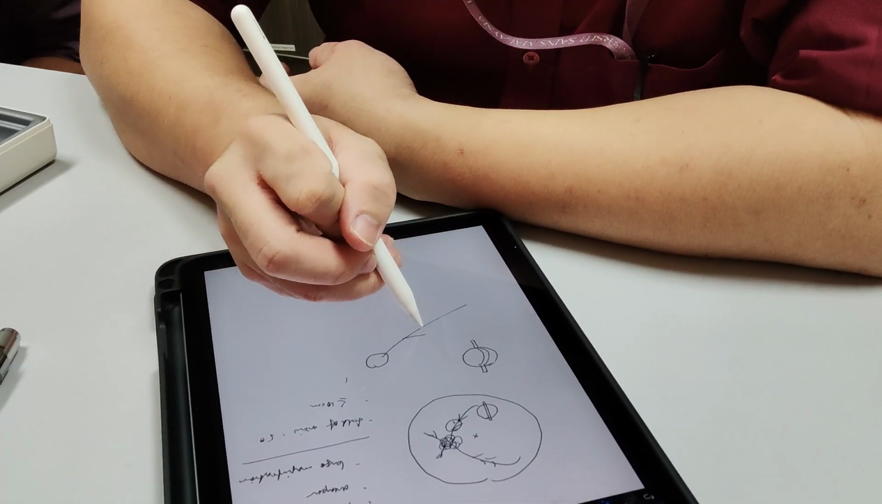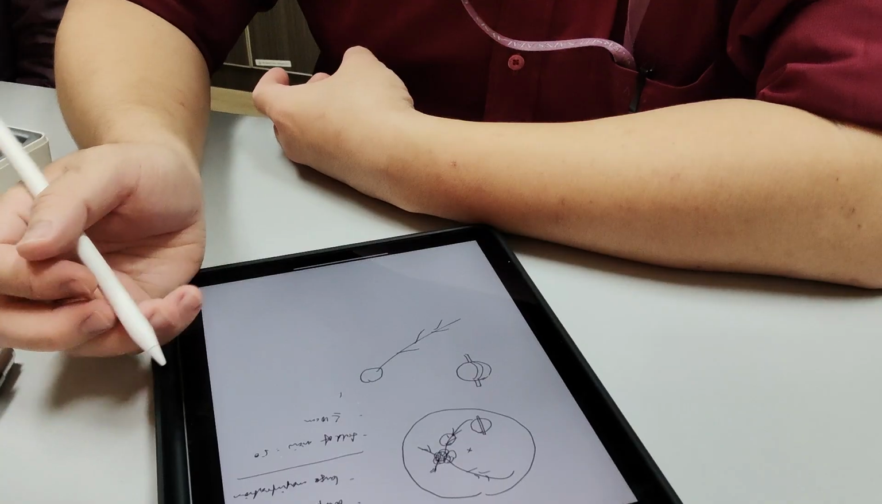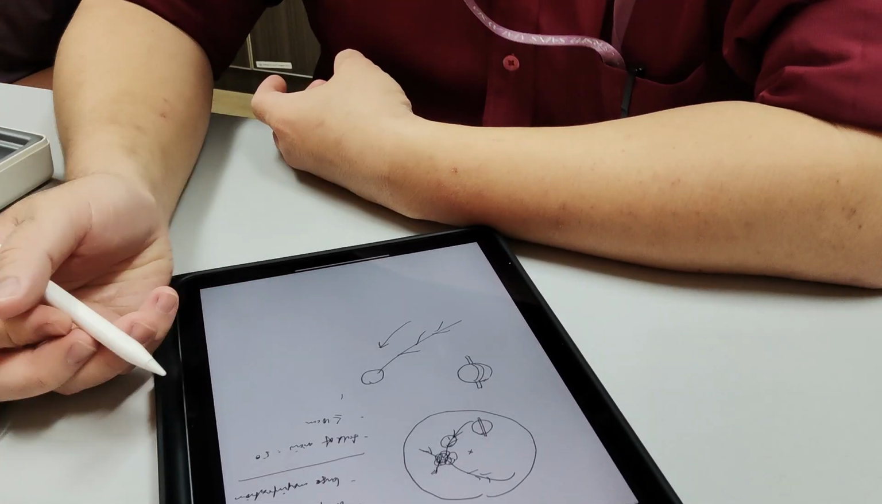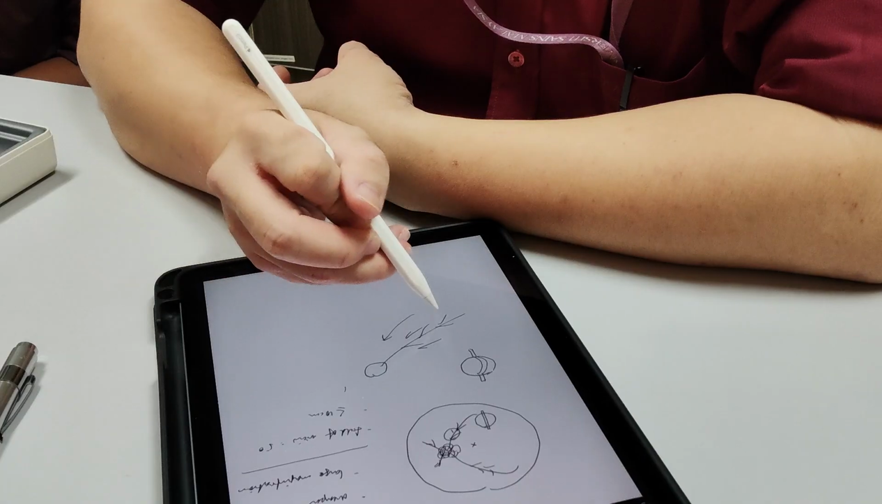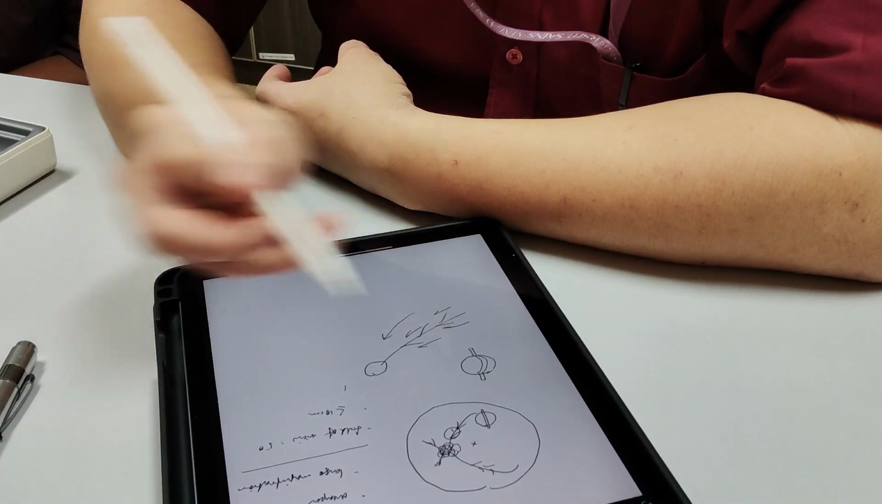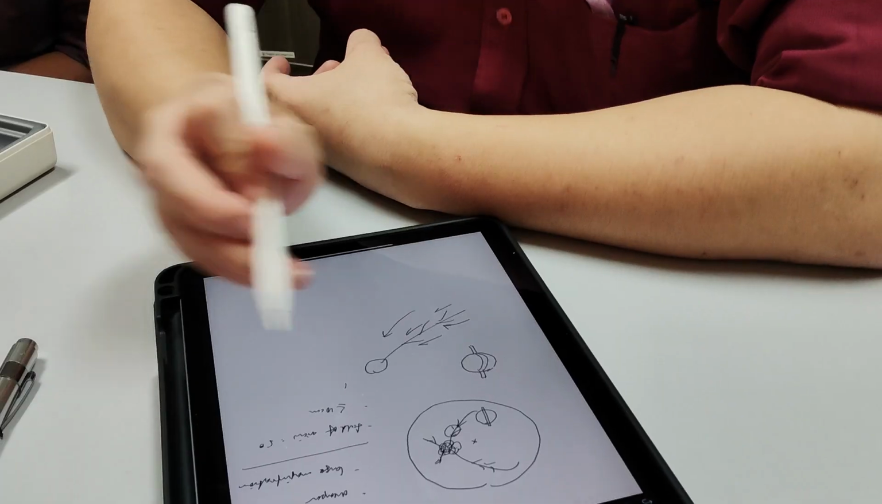Come here, branching. So basically, it's telling the direction again this way. Imagine this is the arrow. This is the arrow. So they are telling you this way, so you trace up.